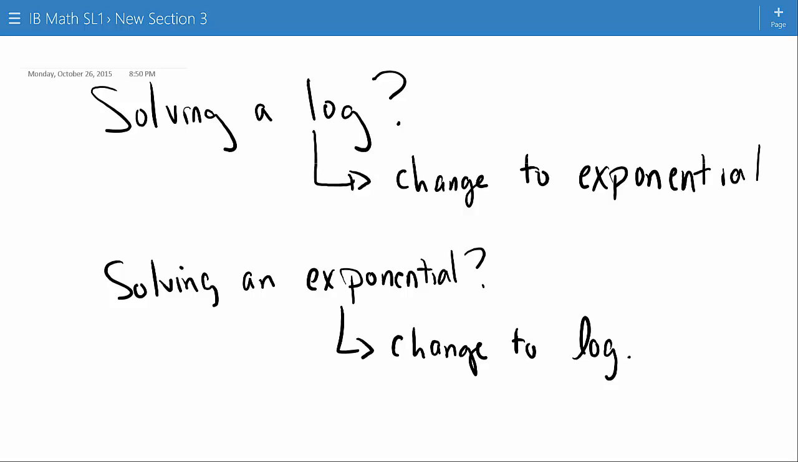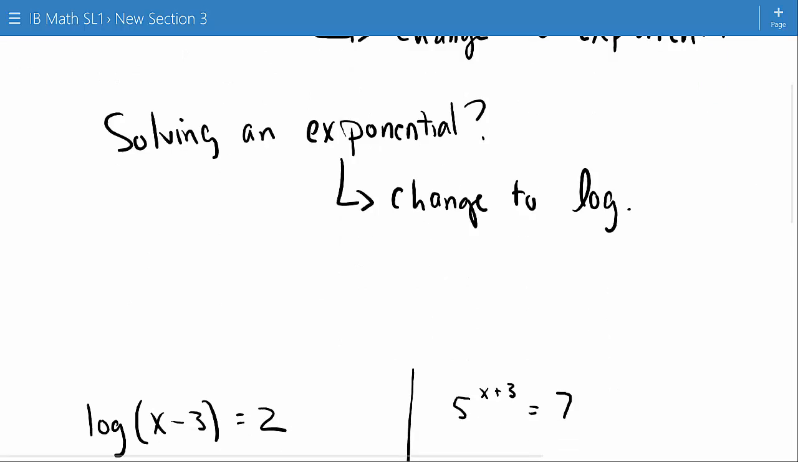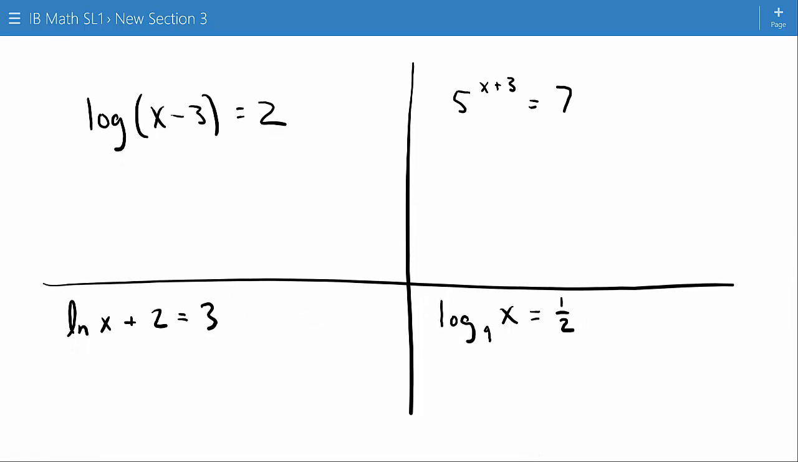Alright, so let's review solving exponential and logarithmic equations. So, are we solving a log equation? If so, get that logarithm by itself and then change to the exponential form. That undoes the logarithm. If we're solving an exponential equation, we get the exponential, the power by itself, and we change to its log form because that is the inverse of it. It undoes the exponentiation. So let's do a few examples.